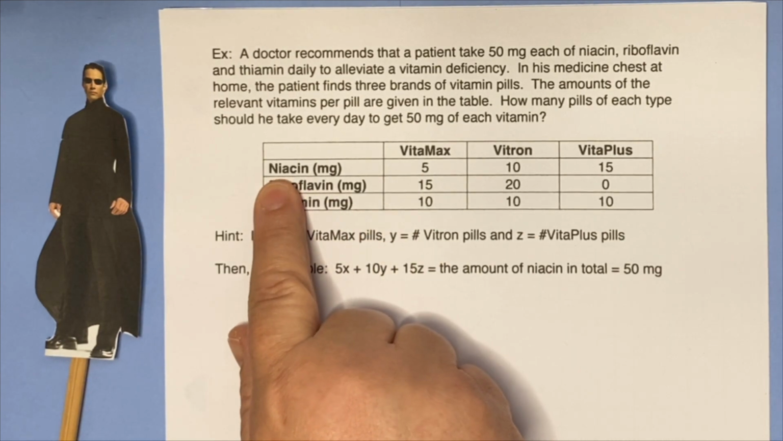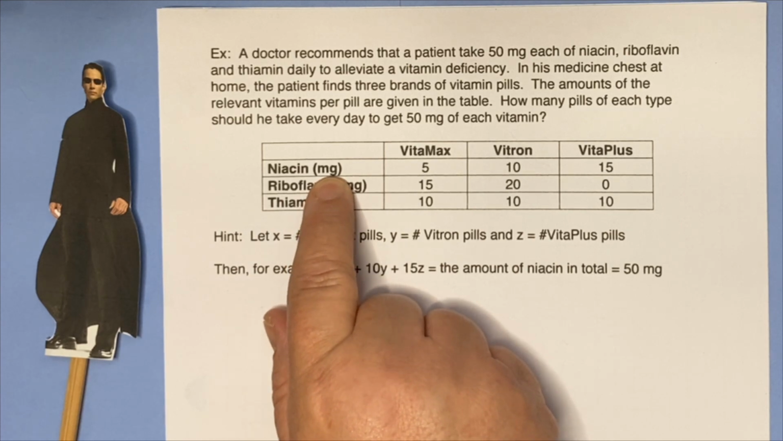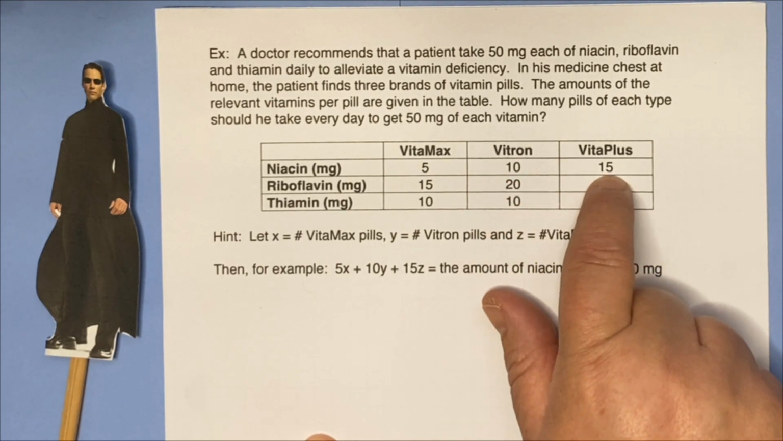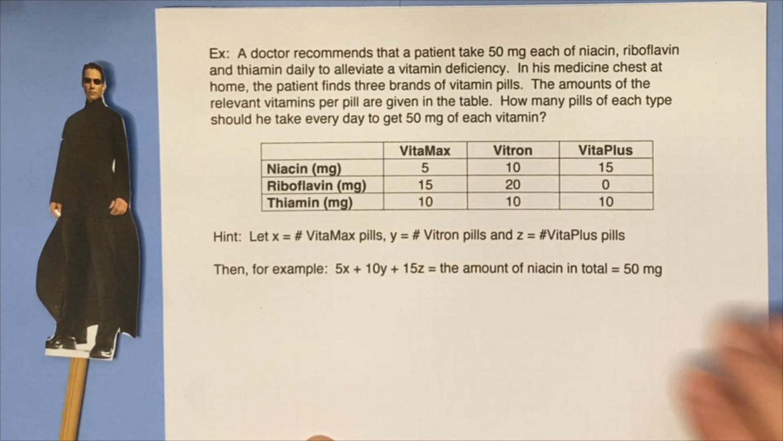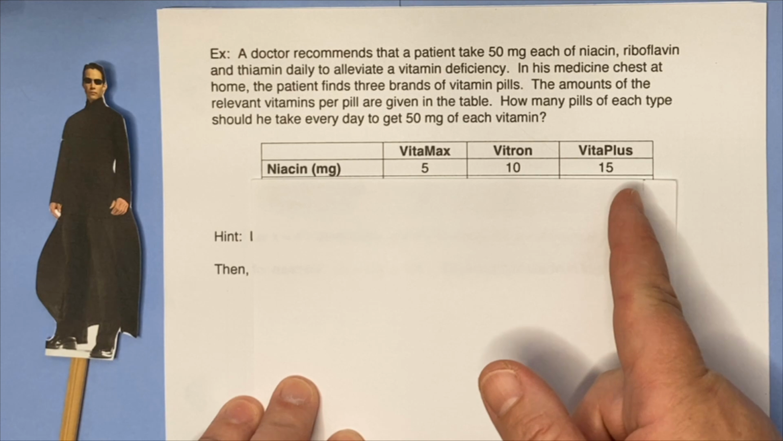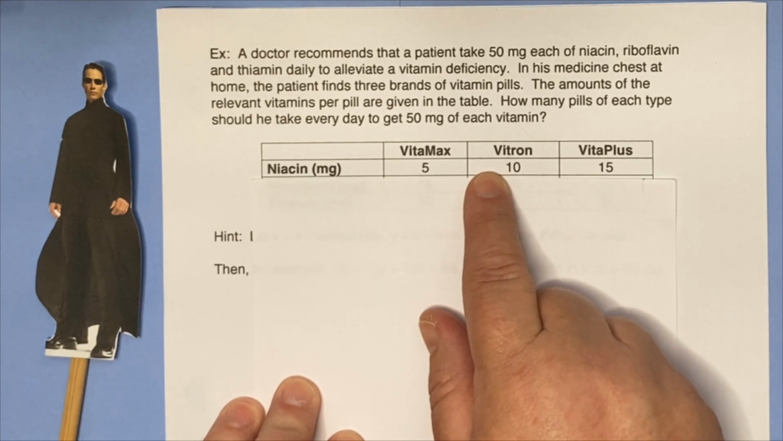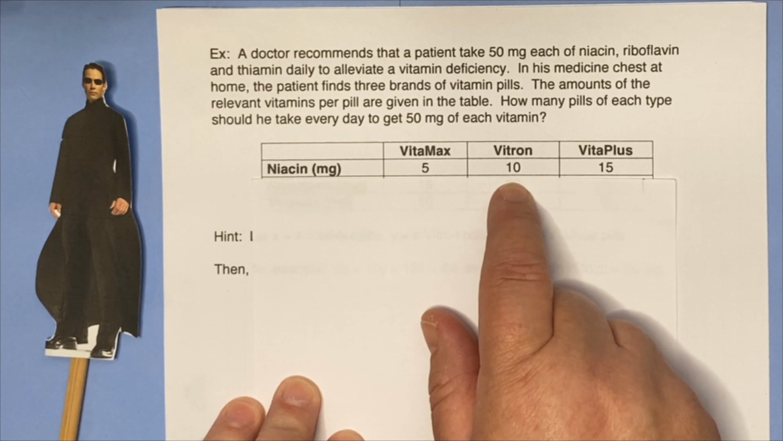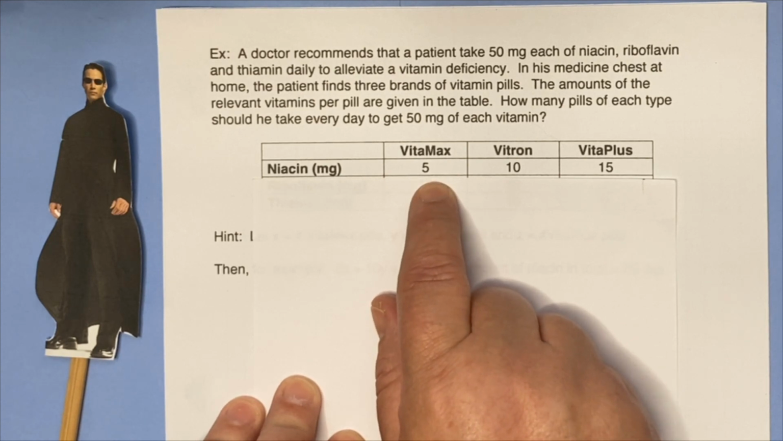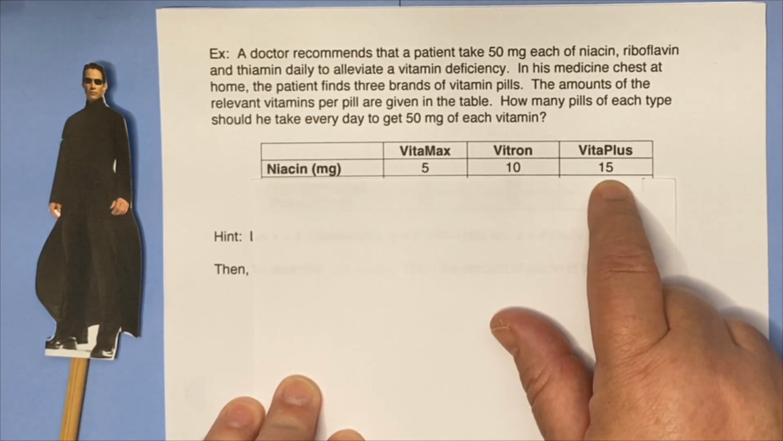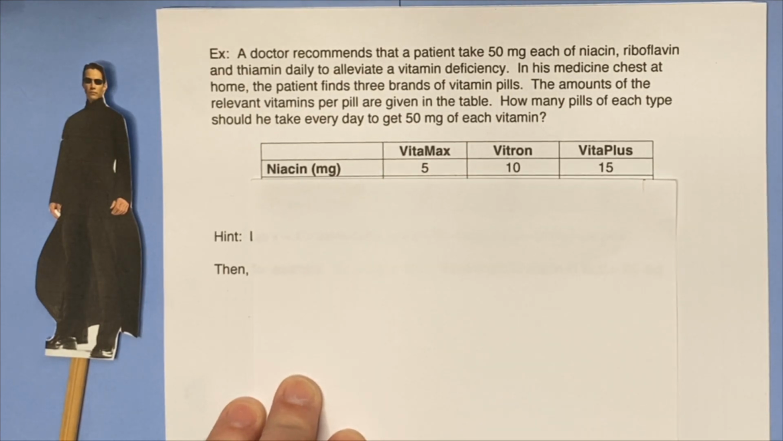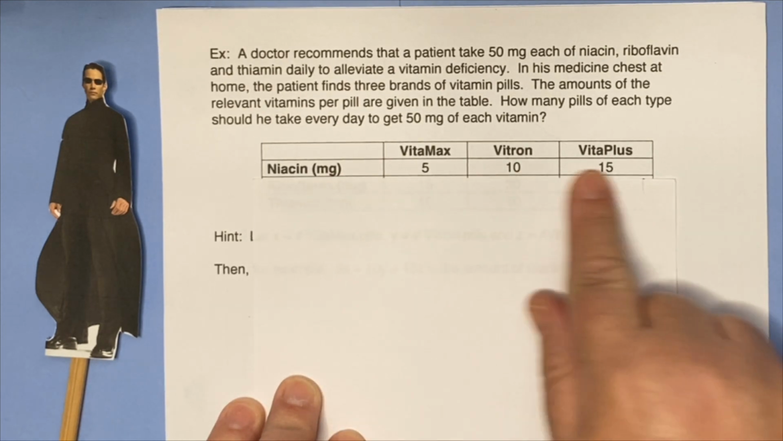We have, for example, niacin. This is an important vitamin to get. How many milligrams? 5 milligrams here, 10 milligrams here, and 15 milligrams here. So obviously, if we were just looking at the niacin, there are a lot of different things we could do. We could take 5 Vitron and be done, right? Because that's got the 50 milligrams we need there. Or we could take 10 Vitamax and hope that we're not overdosing. Or we could take 3 of the Vita Plus and be kind of close, and then maybe take a Vitamax just to be sure. So there are a lot of solutions for just niacin.